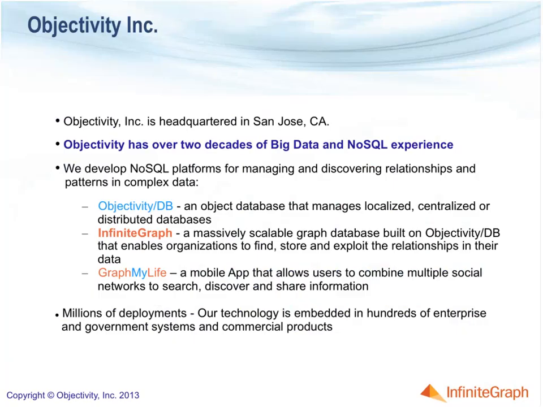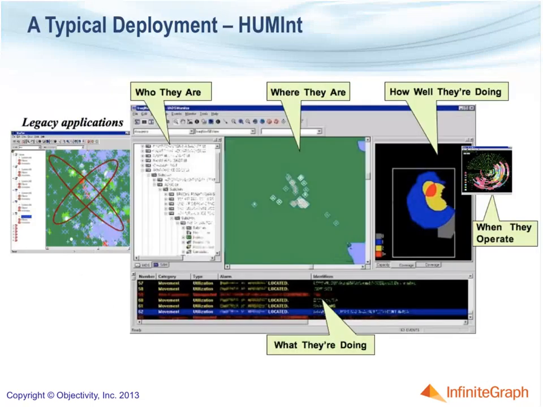There you go. Okay, yeah, so we've been around a couple of decades. We were NoSQL from the start because we were object-oriented. We built our first petabyte database in 1999 and were able to publicly talk about another one in 2000. So we've been doing petabytes for over a decade. And as Eric said, we have the three products. Today I'm going to primarily focus on InfiniteGraph, which is built on top of Objectivity DB. And I'll also say a little bit about Graph My Life, which is built on top of InfiniteGraph.